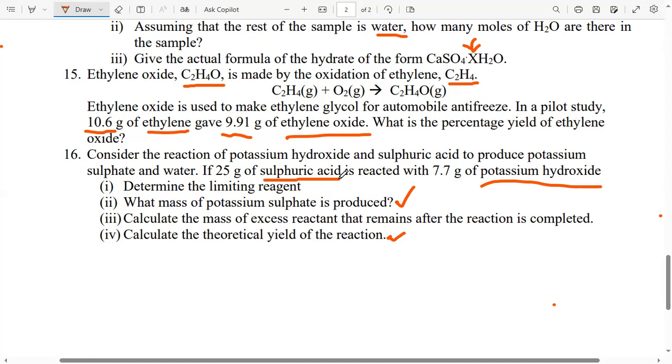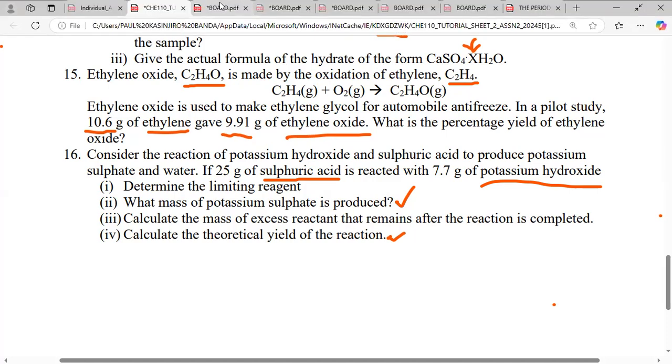So how are we going to find the mass of the sulfuric acid that is in excess? First of all, we have to find how much sulfuric acid reacted in the reaction. After we find that, we subtract it from the total number of moles of the sulfuric acid in the reaction. Those will be our excess moles. And then using those excess moles, we can come up with the mass. So it's not that difficult.